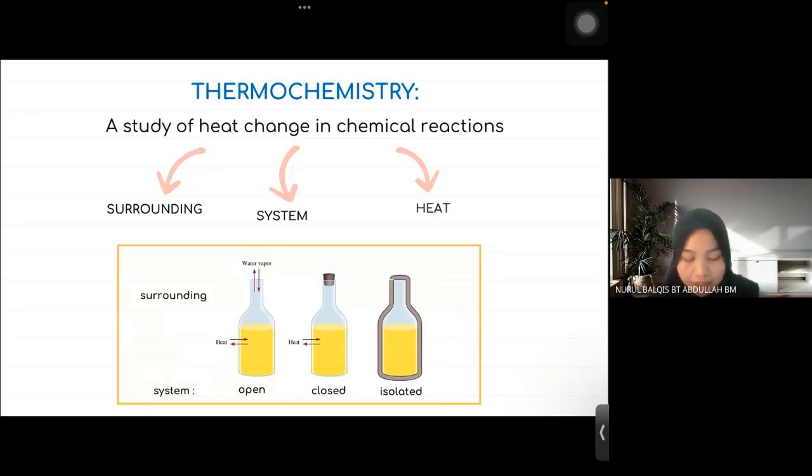Okay, so heat lah. Okay, so kita ada surrounding, system dan juga heat. Dia berlaku dalam satu bekas ni, kiranya surrounding tu luaran, sistem tu yang dekat dalam apa tengah berlaku, heat tu sama ada dia keluar atau masuk. Itu yang kita nak belajar dalam thermochemistry.